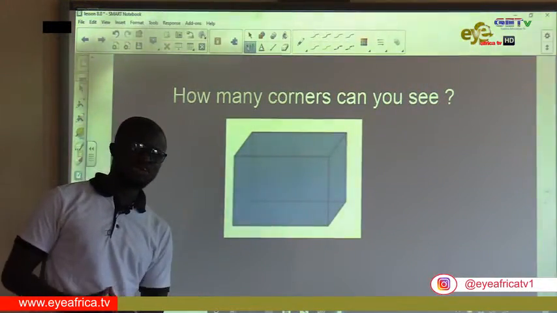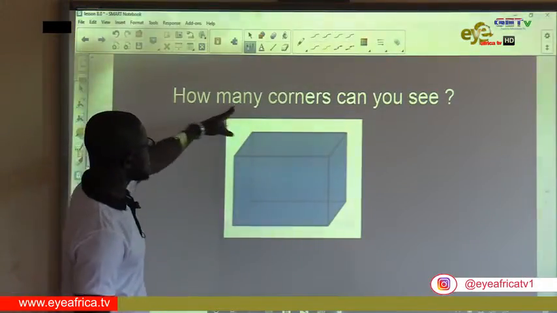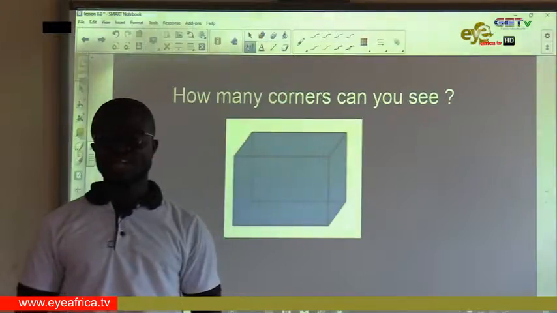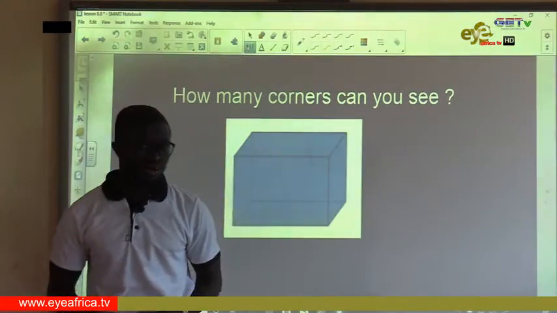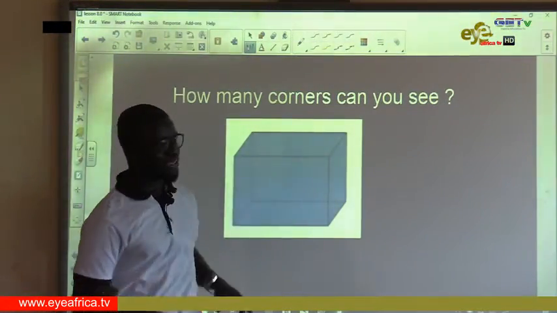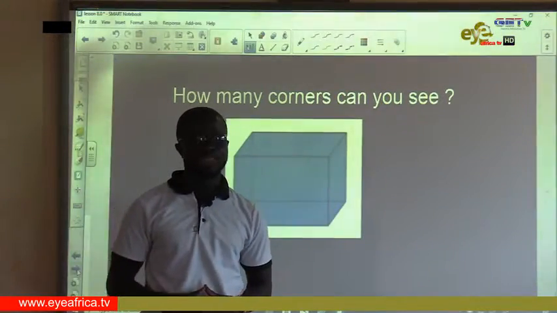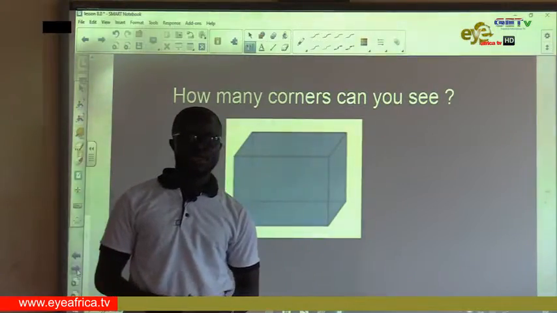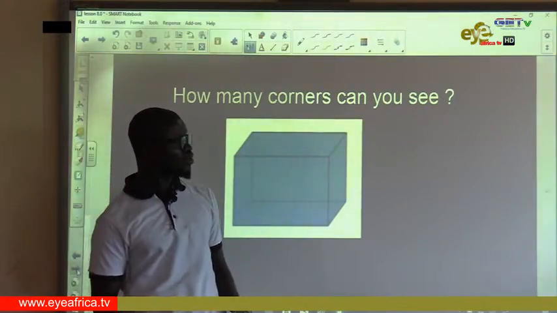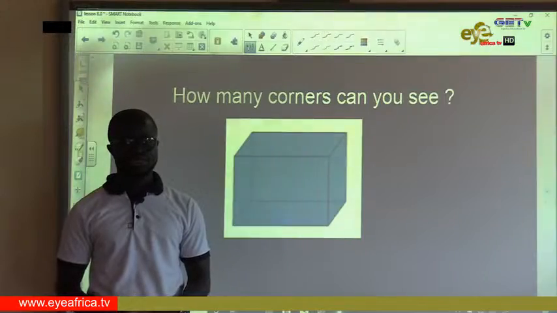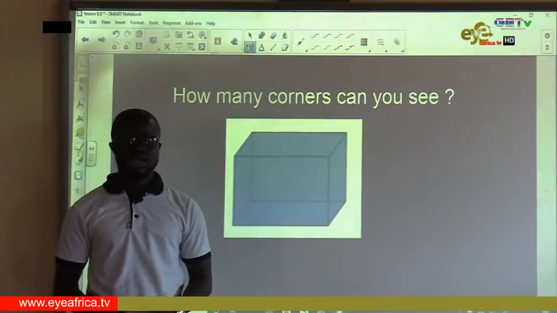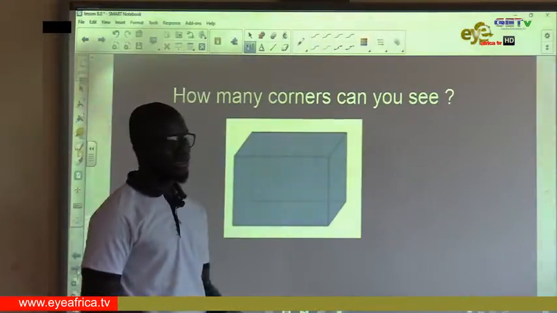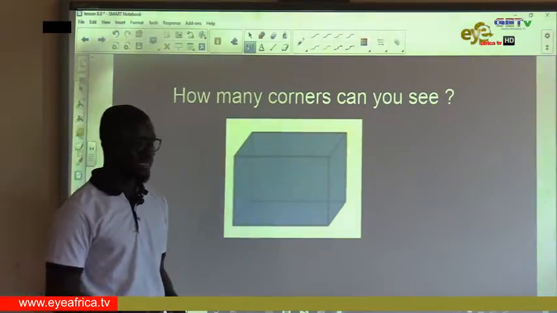Now the question about the cuboid is, how many corners can you see? Or for those listening, how many corners has a cuboid? Can you take your time to count the number of corners of a cuboid and give the correct answer?